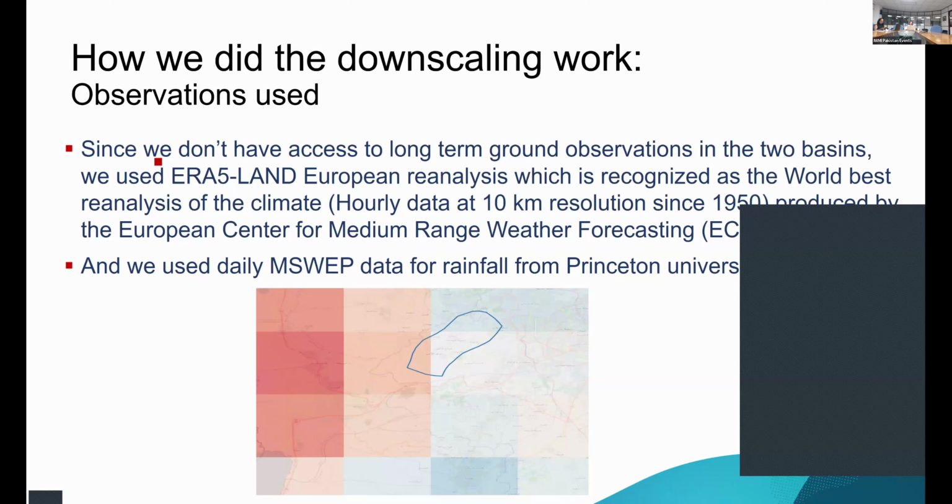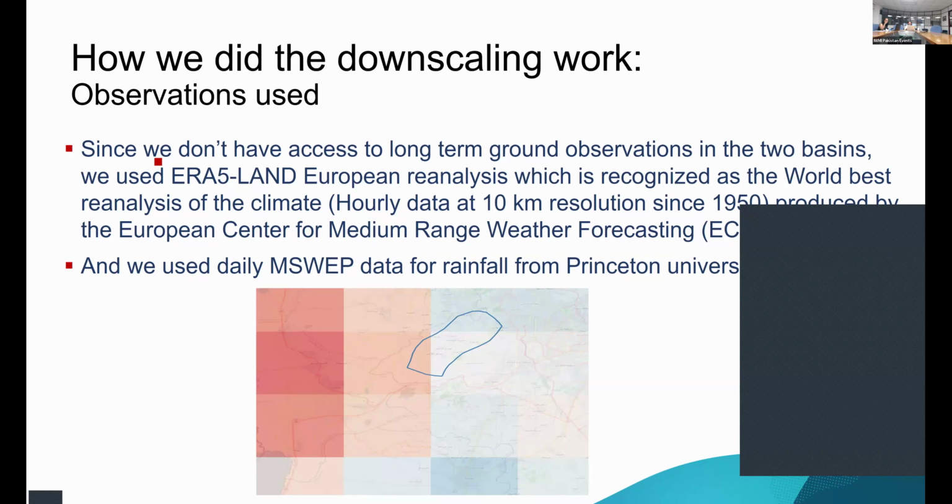Then for rainfall, we used the multi-source weighted ensemble precipitation (MSWEP) dataset from Princeton University. This dataset merges ground observations, satellite data, and atmospheric reanalysis, offering high temporal resolution and global coverage. It's particularly suitable for hydrological applications, which require accurate representation of rainfall variability.